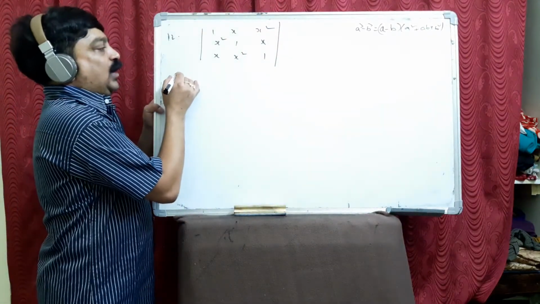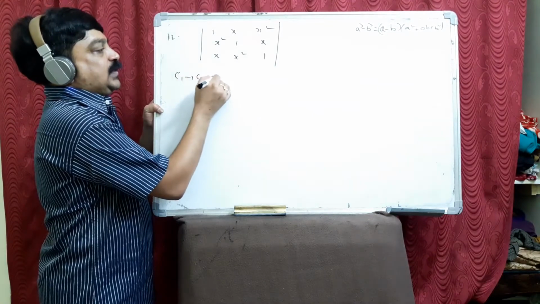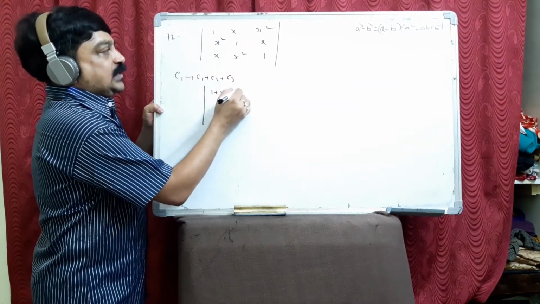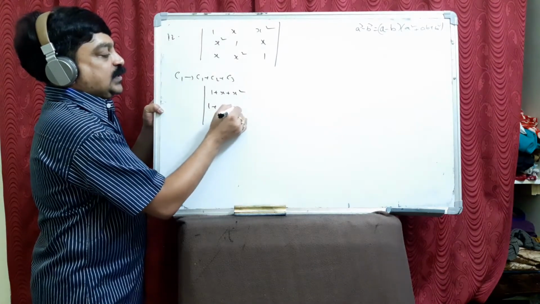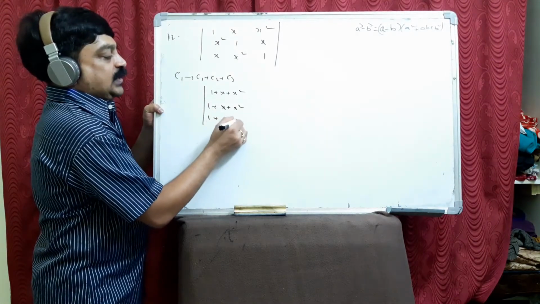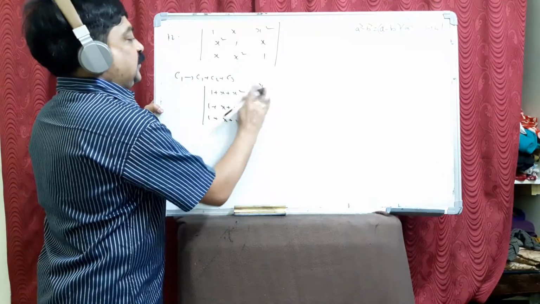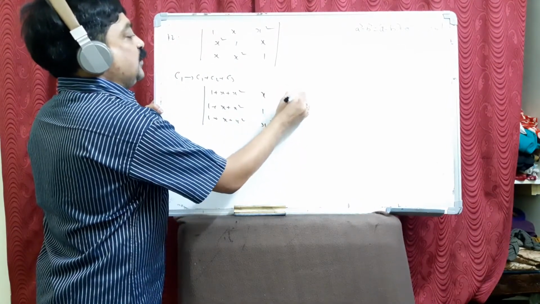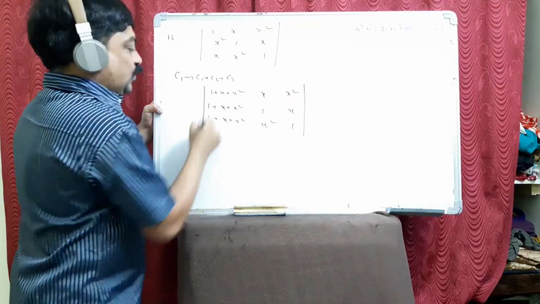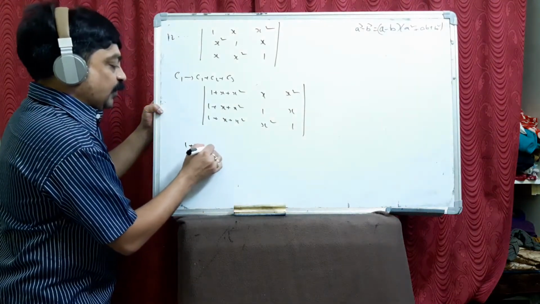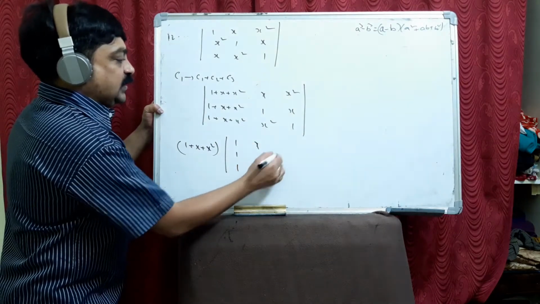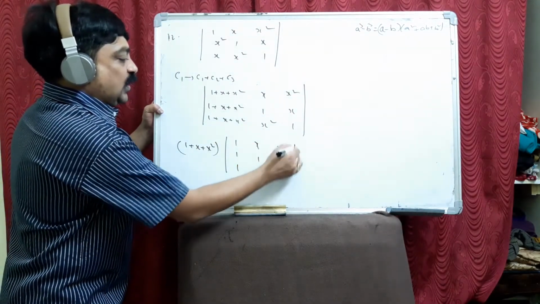So, first of all, add all. C1 to C1 plus C2 plus C3. What happens? 1 plus x square, 1 plus x plus x square, 1 plus x plus x square. So it becomes x, 1, x square, second and third columns remain the same. Now take 1 plus x square common from the first column, 1, 1, 1, x, 1, x square, x, 1.